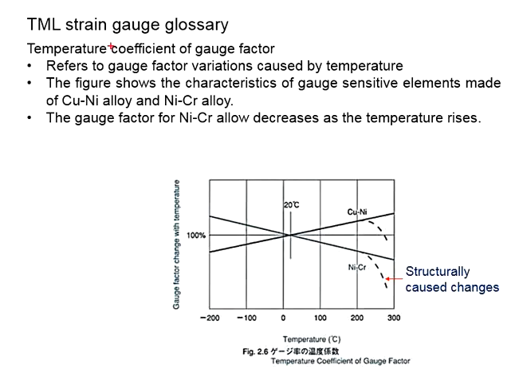Next, let us talk about the thermal effect. First, we look at the thermal coefficients of gauge factor. This is referring to the gauge factor variations caused by the temperature. We have mentioned previously, strain gauge is very sensitive to temperature.